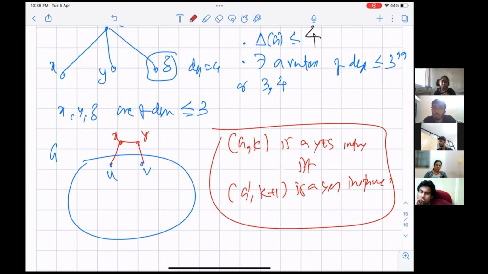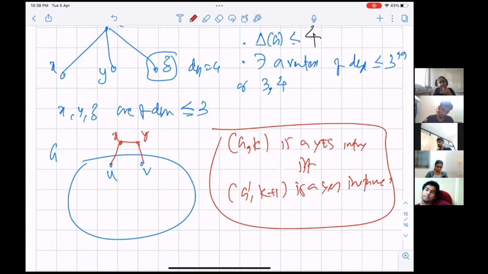So I wrote degree at most 3, right? If you're careful enough in your algorithm, you can make sure that I always maintain an invariant that there is a vertex of degree at most 3. In the beginning I artificially create such an object, and now have fun.